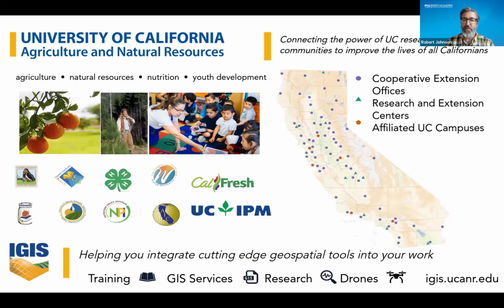IGIS is one of the statewide programs under the ANR umbrella, and our mission is to provide support for geospatial tools and technologies to ANR as a whole, and also to external sources as well. ANR has cooperative extension offices in every county throughout the state, as well as 9, I believe, research and extension centers stretching from the Oregon border down to the Mexico border, and several affiliated campuses as well. We've just added a few. It used to be 3, and I think we're up to 6 now.